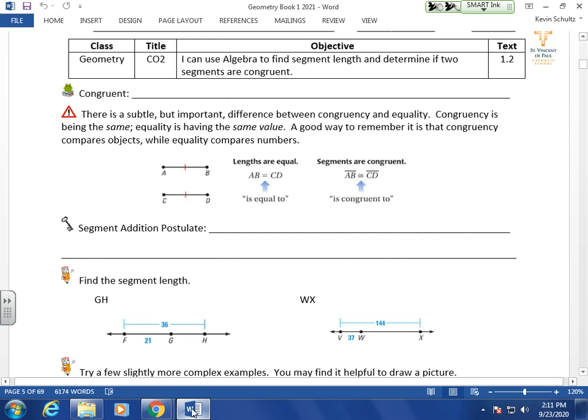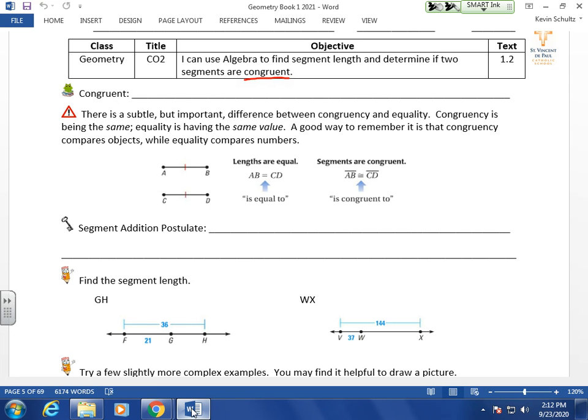Good day. In geometry, we're covering CO2, using algebra to find segment length and determine if two segments are congruent. This is probably one of the more common geometry terms that you are going to see, congruent. Anyone want to take a guess as to what congruent means? Alan? Same size and shape. That is absolutely perfect. That's exactly what I was going to write.